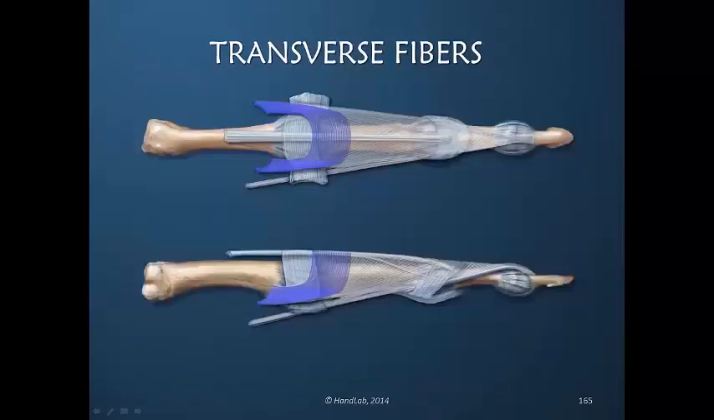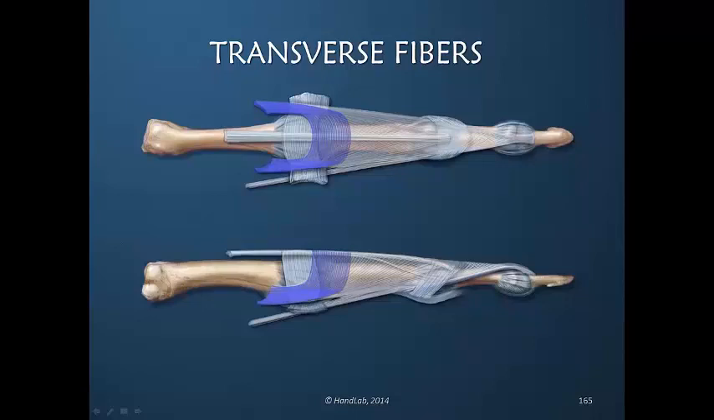The transverse fibers, as we've discussed, are the proximal most portion of the dorsal apparatus. They are separate from but overlapping the sagittal band fibers proximally. They run parallel to the sagittal band fibers because both the transverse fibers and sagittal band fibers are transverse across the proximal aspect of the dorsal apparatus and over the metacarpophalangeal joint.